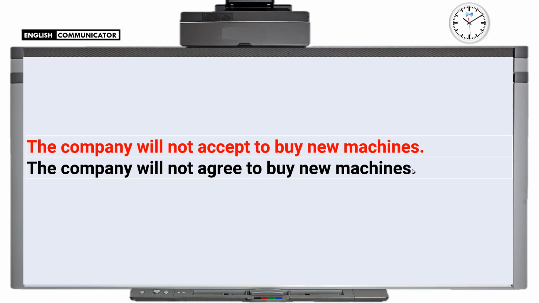The company will not accept to buy new machines. Wrong. Why? The company will not agree to buy new machines. This company will not accept. No, the company will not agree. A boss will not accept, but a company is not a person. It's an object, and objects always agree. A person always accepts ideas. So simple: the company will not agree to buy new machines.